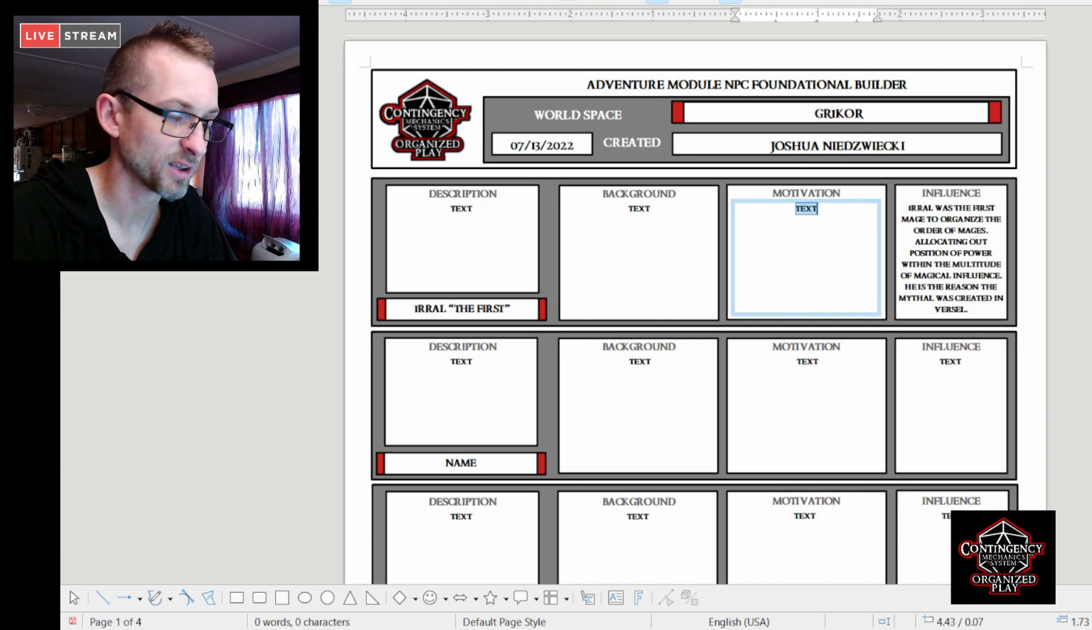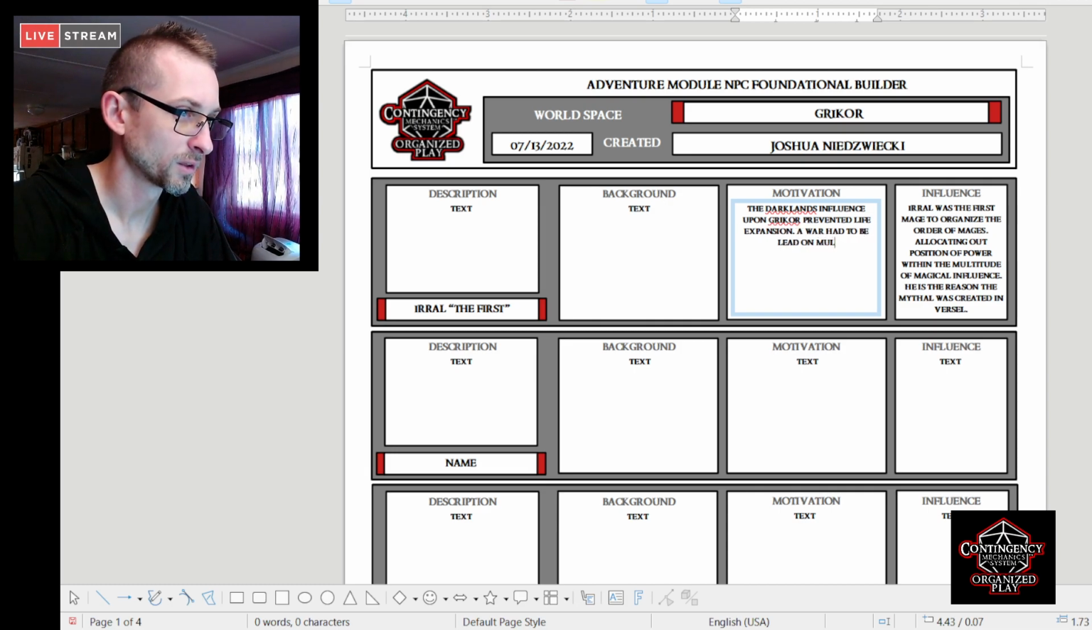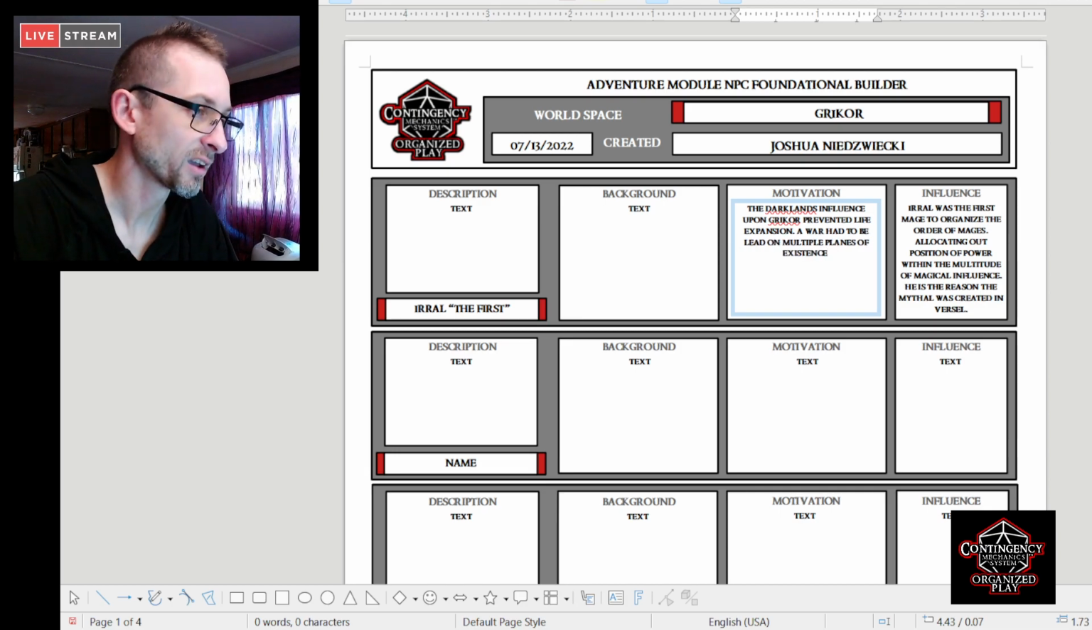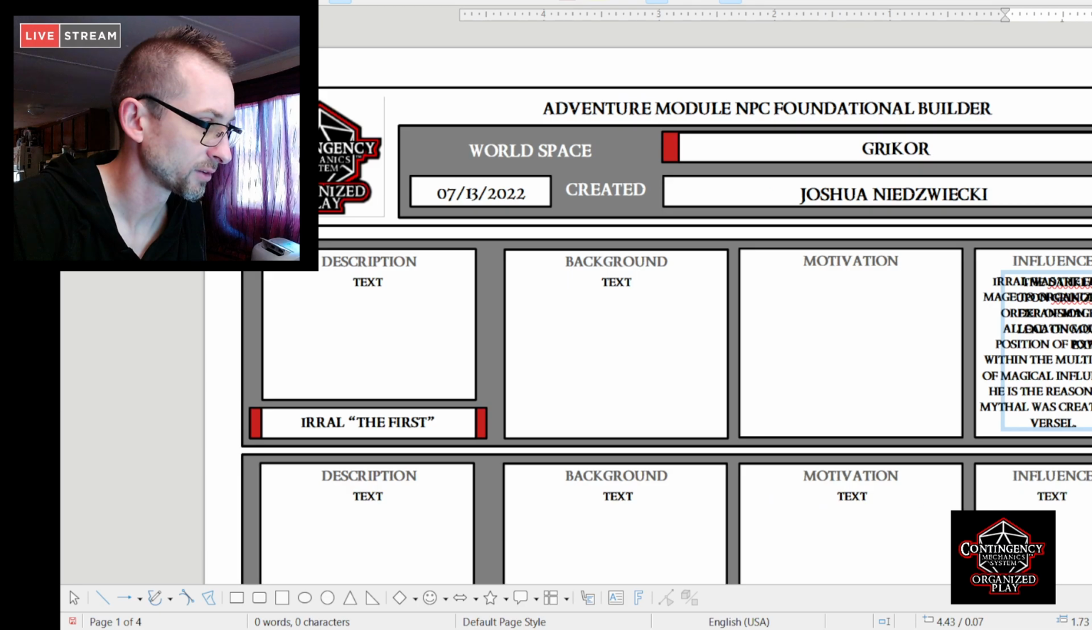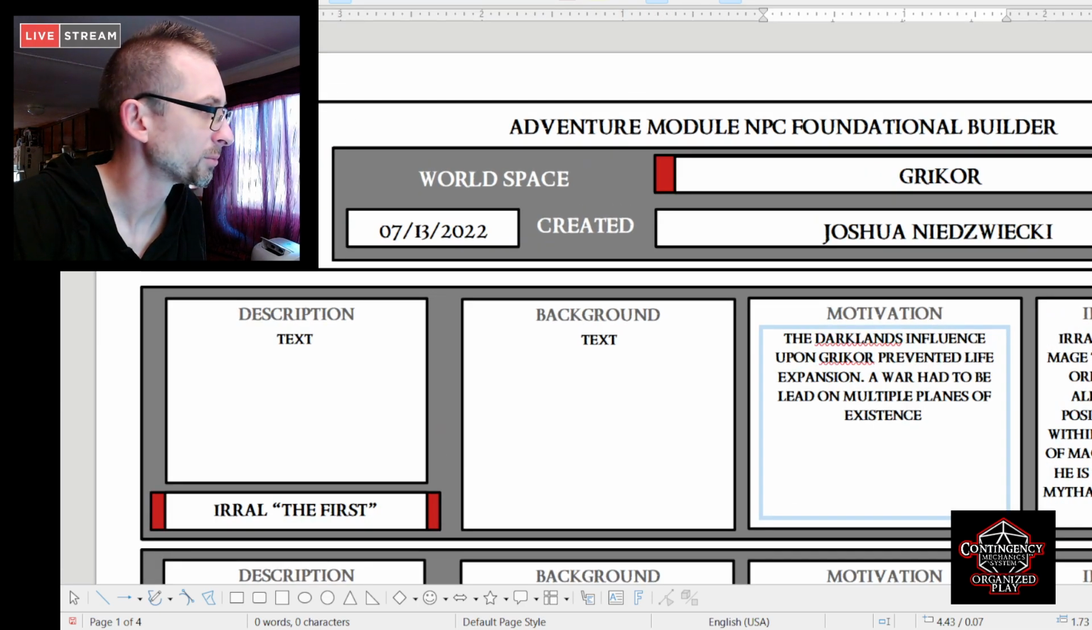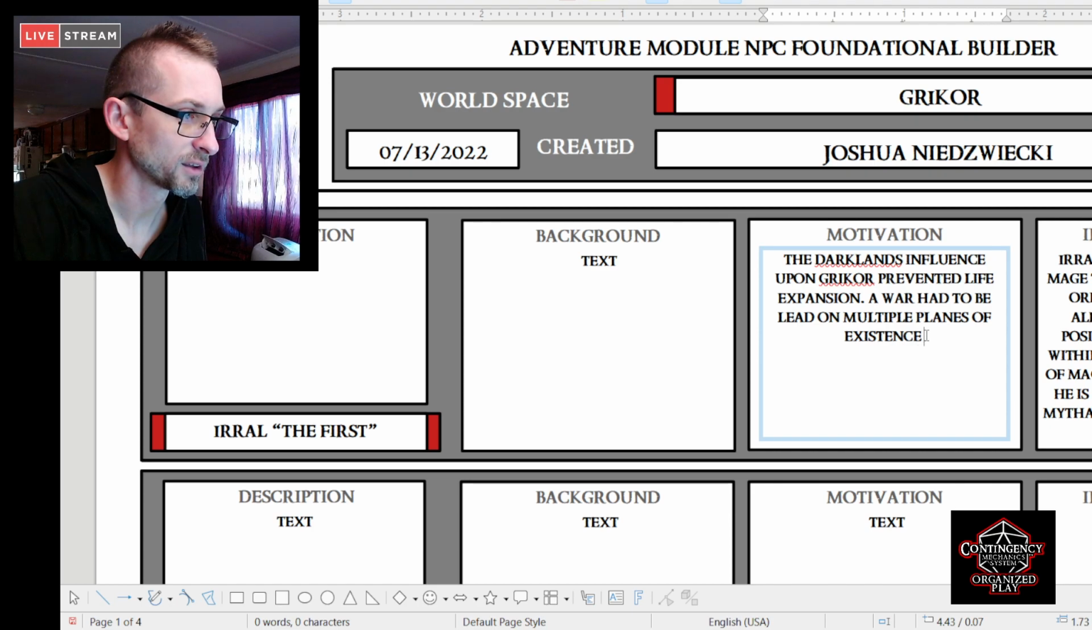Well, he was motivated by the Darklands' influence. Grikor prevented life expansion. And I'll type this, then I'll read it back so that you can see it, just in case it doesn't show up enough on there. I suppose I could zoom it in a bit. I think I might be able to. Let's see what happens. Give it a second, see if it pulls that up. Yeah, it pulls it up. I'll just shuffle back and forth so you guys can see it.